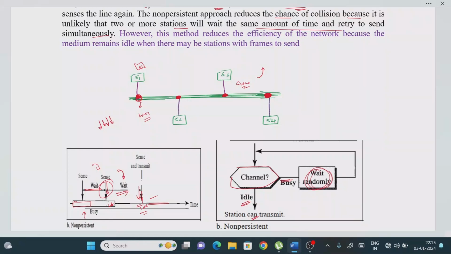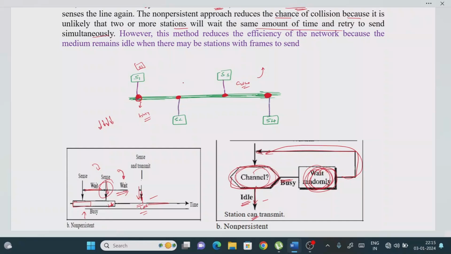We are waiting for a random amount of time. Then again we are going to sense the channel. If the channel is idle, we can transmit the data. Again, after waiting for some more time, if the channel looks busy, again we need to wait for some more random amount of time. Once it is completed, again we are sensing the channel.